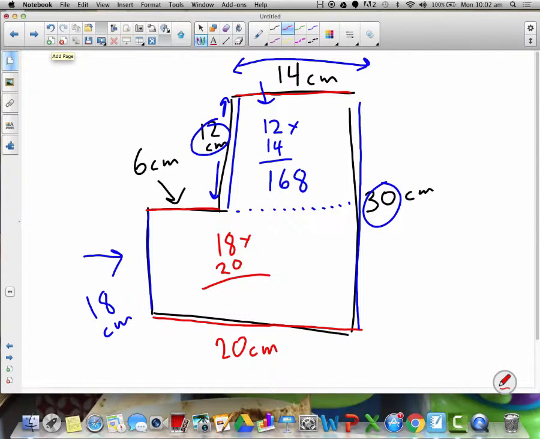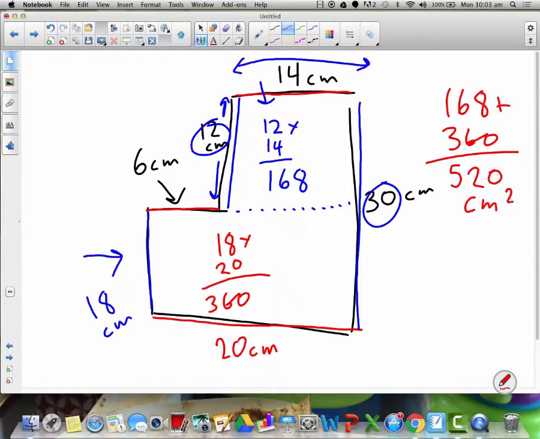All right, 18 times 20, which is what? Can anyone work that one out? Have you got that one, Reese? 18 times 20 equals 360. Okay, so you've got 168 and 360. What are you meant to do, Austin? Yeah, 168 plus 360. Just a good old-fashioned addition. You got that, Sky? 520. Good, and that's 520 centimetres squared. Oh, sorry, 528 centimetres squared.